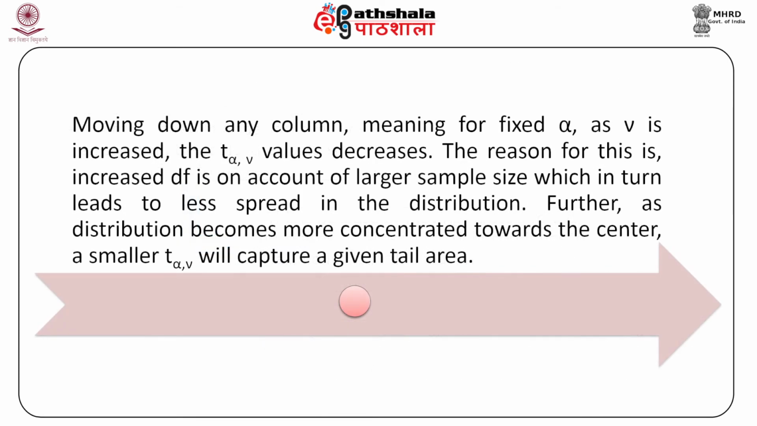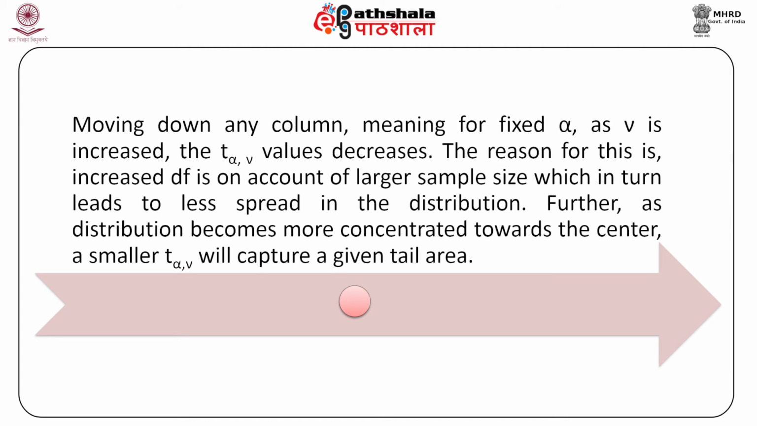The second thing which we can observe is that, on the other hand, as you move down any column, meaning for a fixed alpha, as nu is increased, the t alpha nu value decreases. The reason for this is that increased degrees of freedom is on account of larger sample size, which in turn leads to less spread in the distribution. So further, as the distribution becomes more concentrated towards the center, a smaller t alpha nu will capture a given tail area.